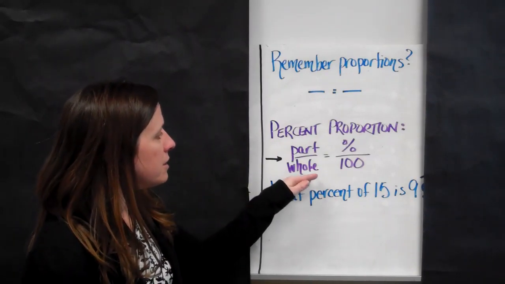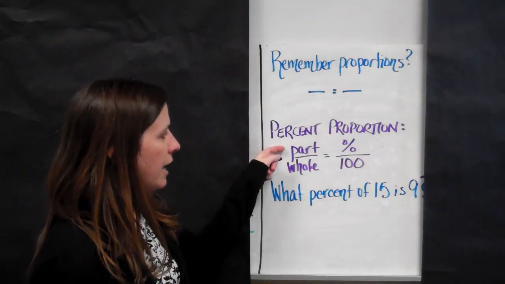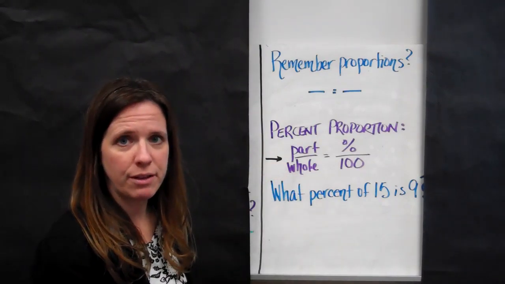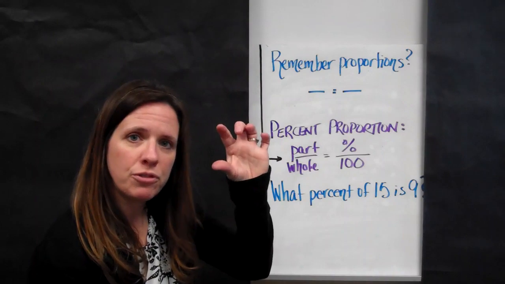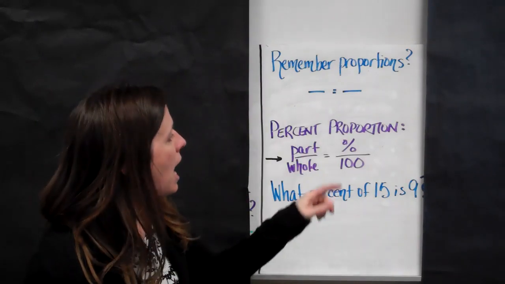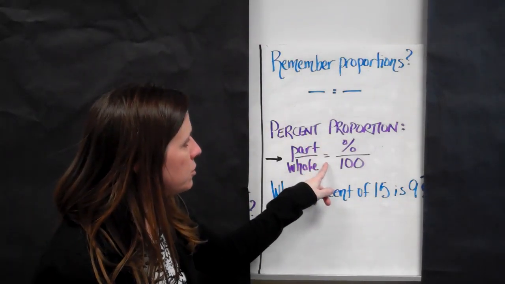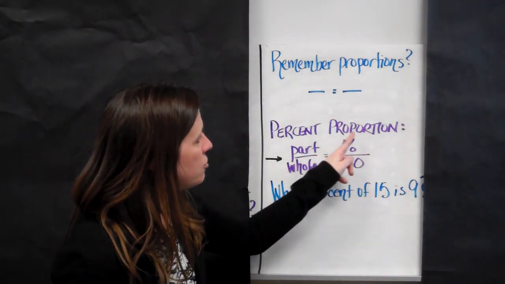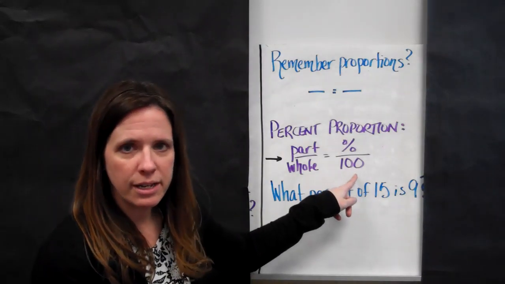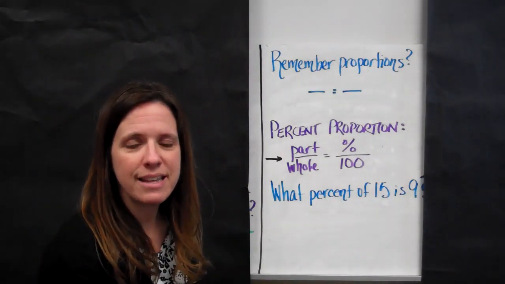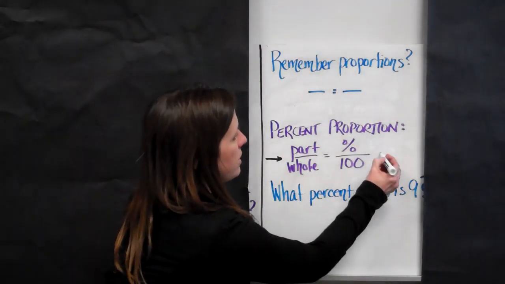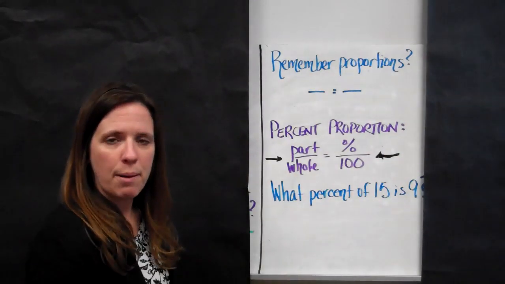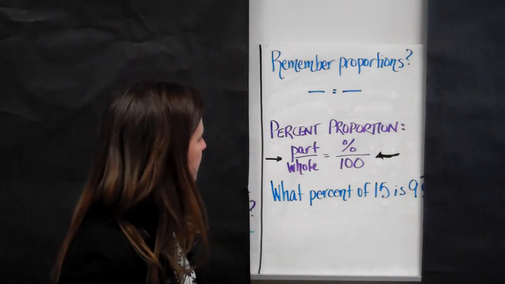Every time you set up one of these proportions, you're going to be looking at a part out of a whole. If they give you numbers, you'll be looking at a portion of the number out of the whole number. And that's always going to be equal to the percent part of the proportion, which is your percentage over 100, because percent is out of 100. This is what you're going to use as your guide to set up and solve all of the problems in this lesson.